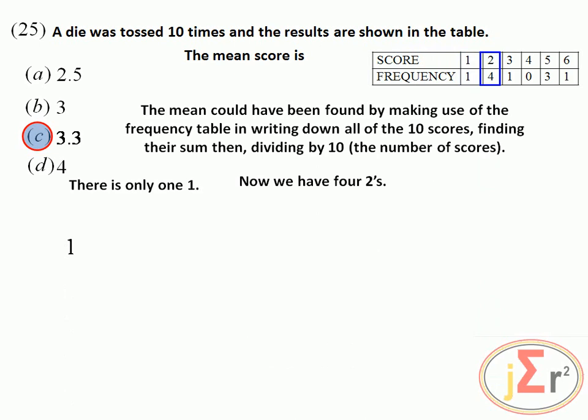So we have 4 2's. So what do we know? We have 4 2's right there, and we have 1 3. Then we do not have any 4 at all, so we do not need to include 1.